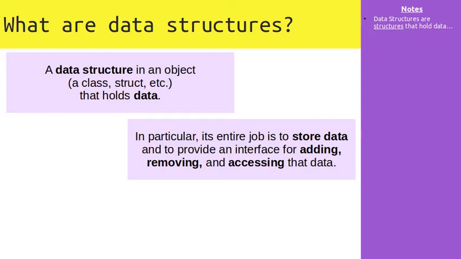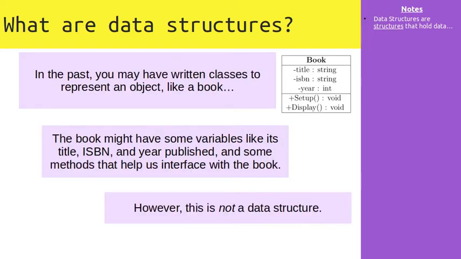A data structure is an object that holds data. In particular, its entire job is to store data and to provide an interface for adding, removing, and accessing that data. In past programming courses, you may have written classes to represent an object, like a book. The book might have some variables like its title, ISBN, year published, and some methods that help us interface with that book. However, this is not a data structure.